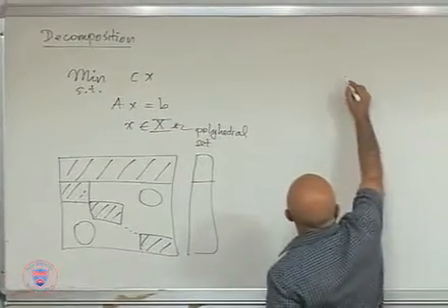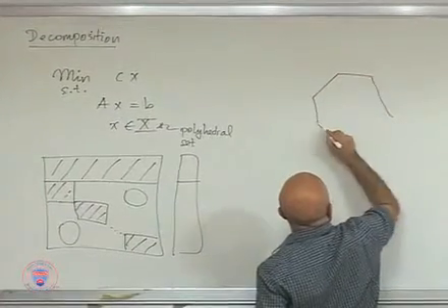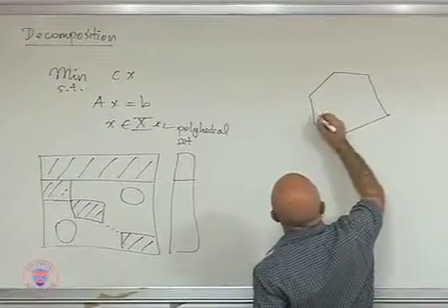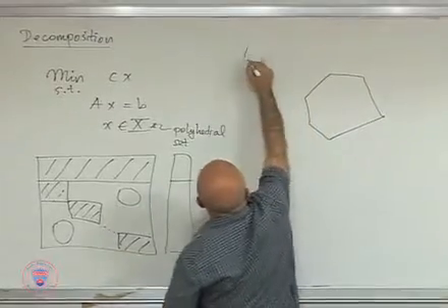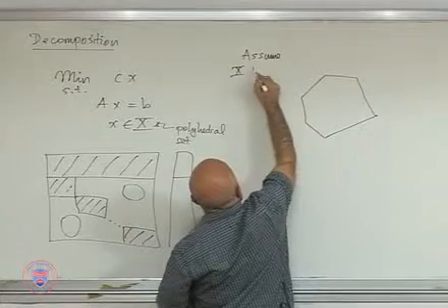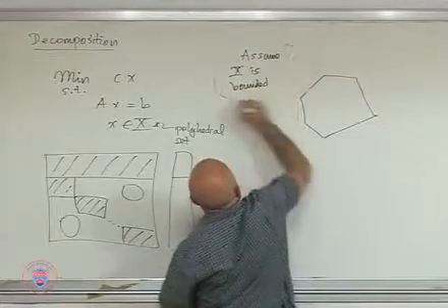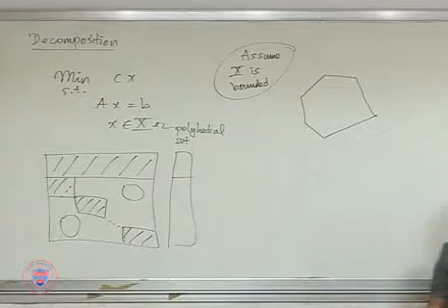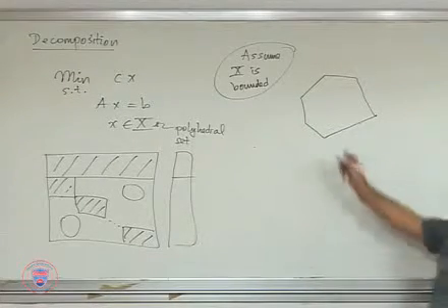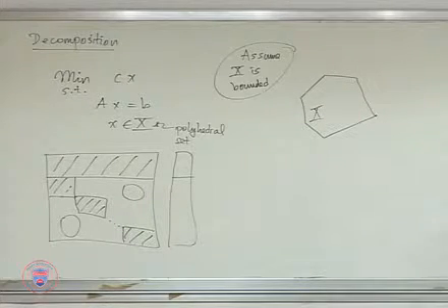So what we're going to do is assume X is bounded. Let's handle the problem under that assumption first. When you have a bounded polyhedron, this is your X.